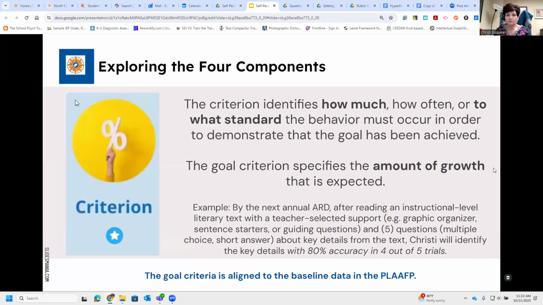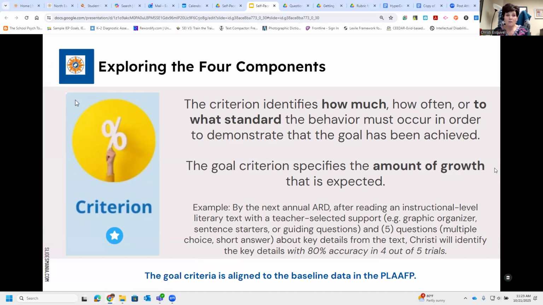The last component is the criterion. The criterion identifies how much, how often, or to what standard the behavior must occur in order to demonstrate that the goal has been achieved. It specifies the amount of growth that we expect the student to make over the course of the IEP year. It must be aligned with the baseline data in the PLAF.